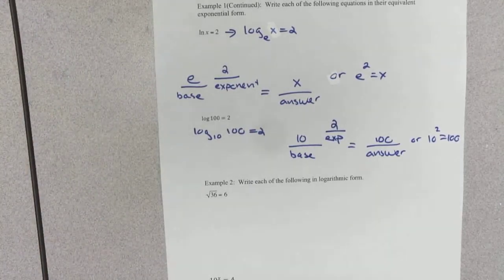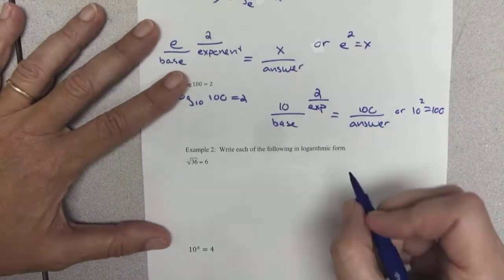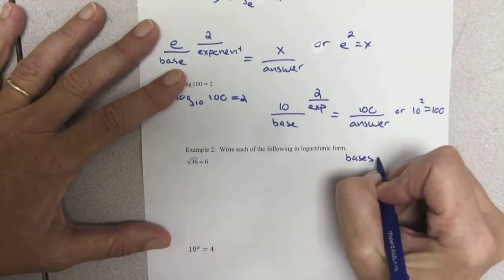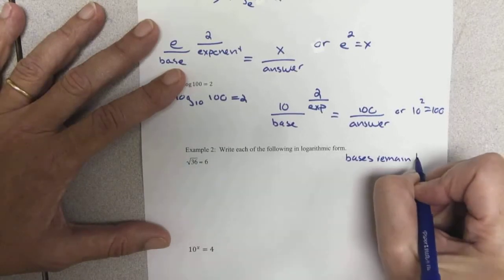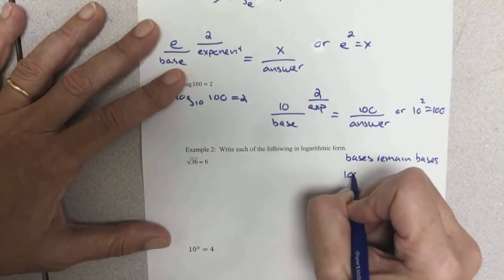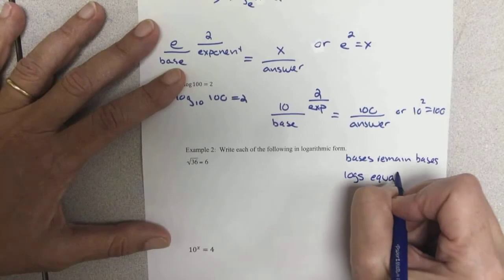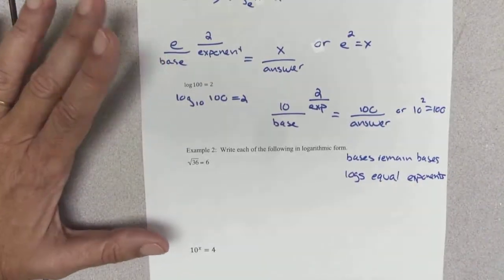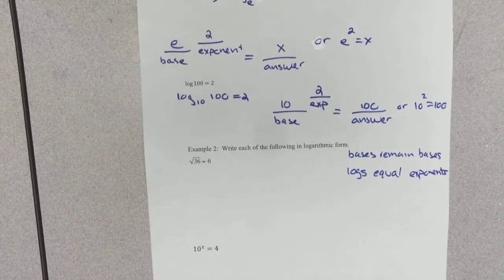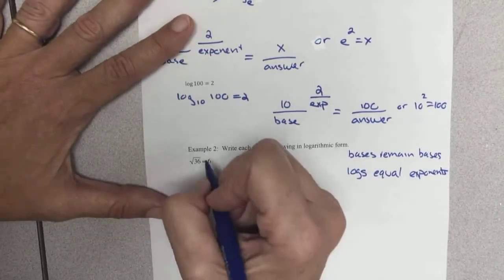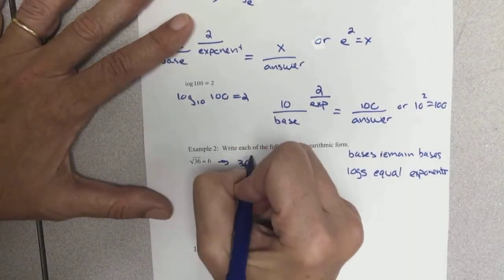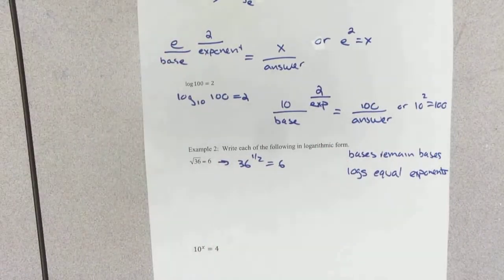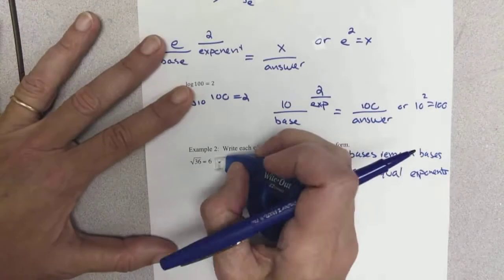Okay, going the other way, and we're going to use the same words. Bases remain bases. Logs equal exponents. Using the same words, but going in the other order. Write each of the following in logarithmic form. Now, I like exponents, so remember, a square root is the same thing as an exponent of 1/2. So this is 36 to the 1/2.